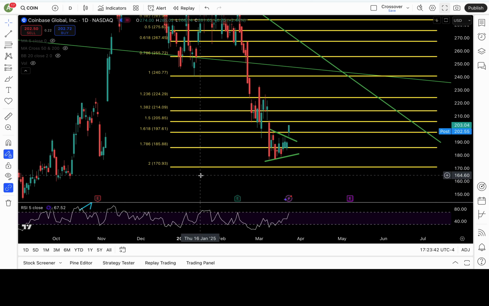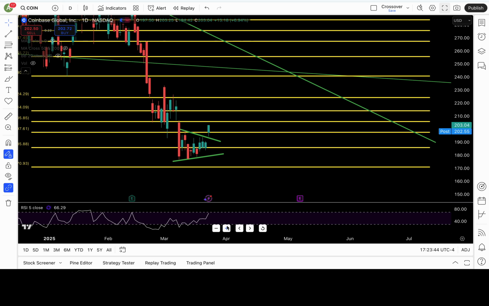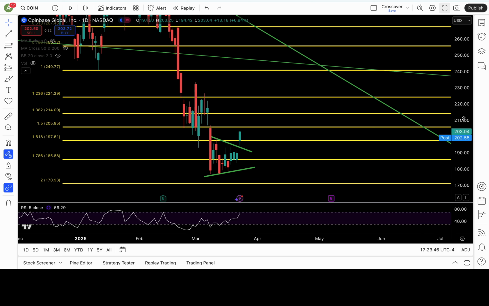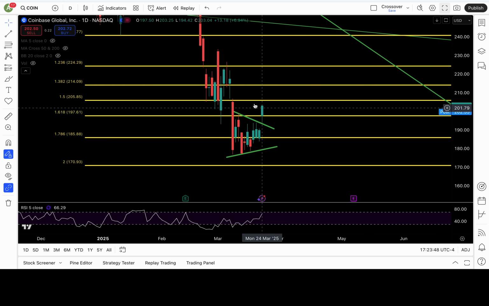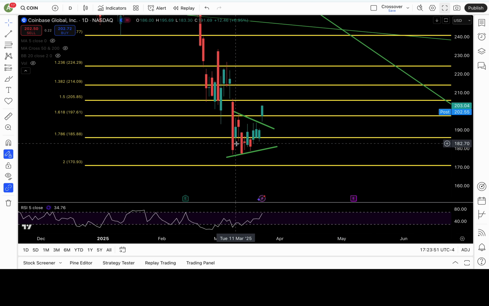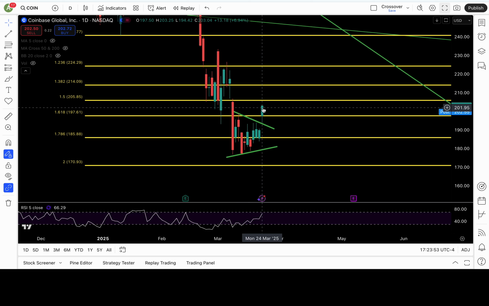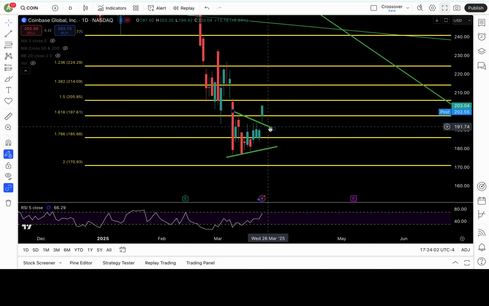Here is COIN also with the breakout. I had a triangle pattern developed here. It broke out, gap up, breakaway gap. It also closed above the 197.6 fib level, okay? So I would stay bullish on COIN as long as above that level. What does bullish mean? It means you expect more upside. I would expect more upside on COIN if price can stay above 197.6.